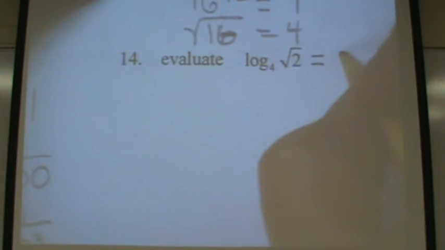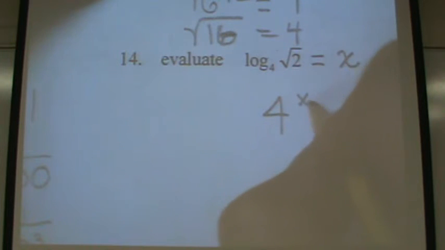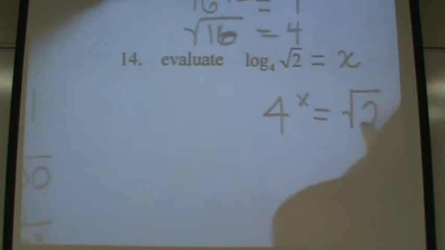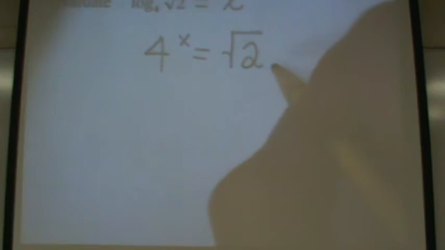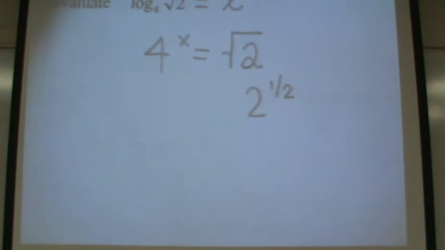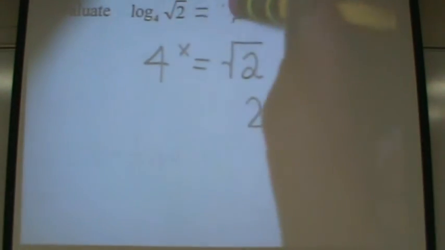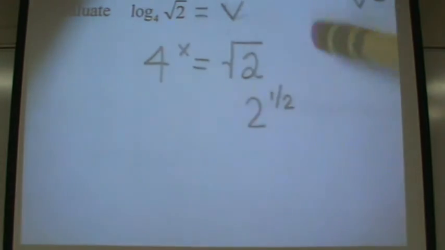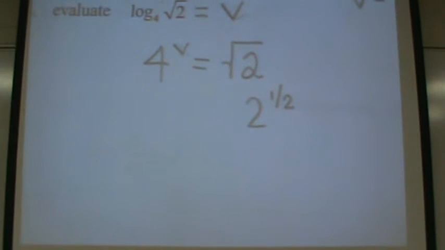So what is this equal to? What are we going to do? You're going to call that X. 4 to what power is the square root of 2? What's another name for square root of 2? 2 to the 1/2 power. Wait, why is it an X? Well, because there was no letter v. I'll make it v. Well, you can't be switching out the letters. Well, there was no letter there.